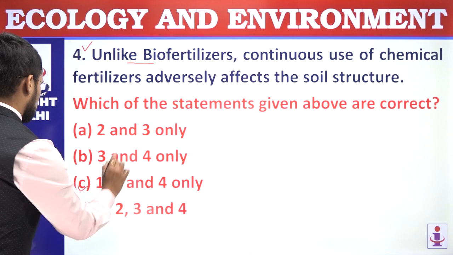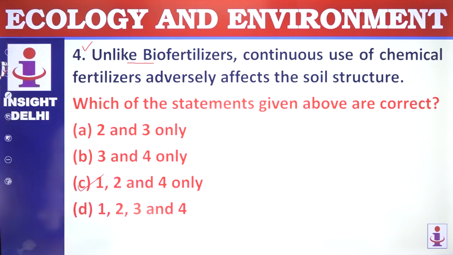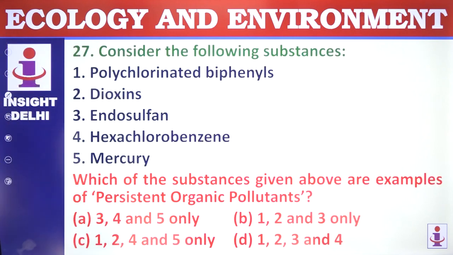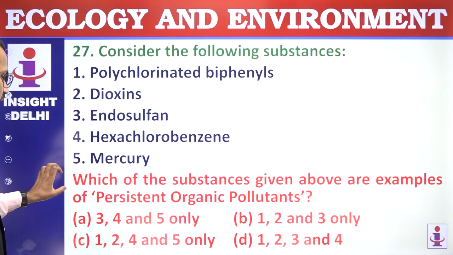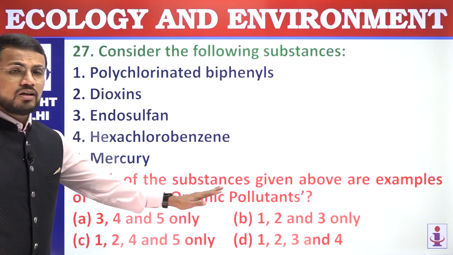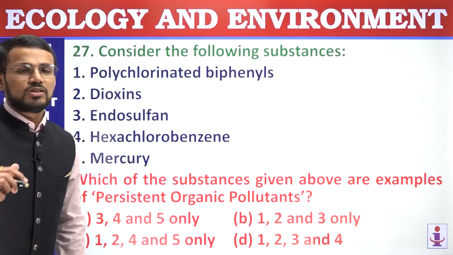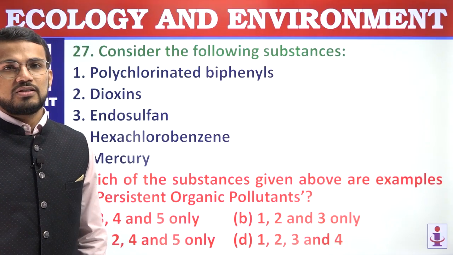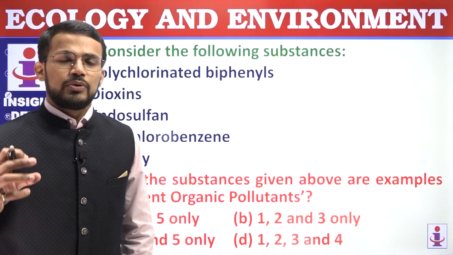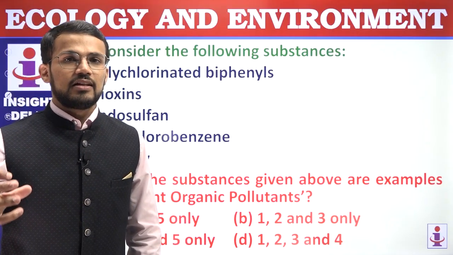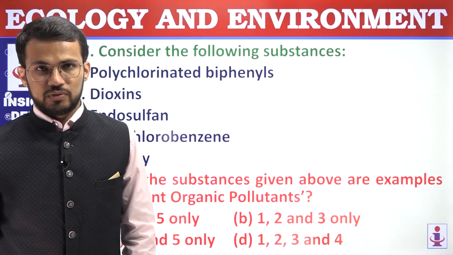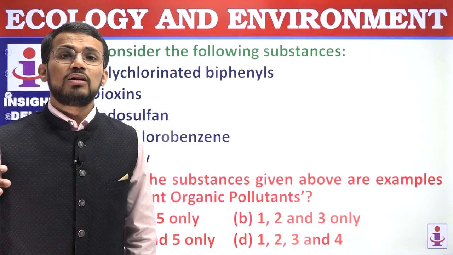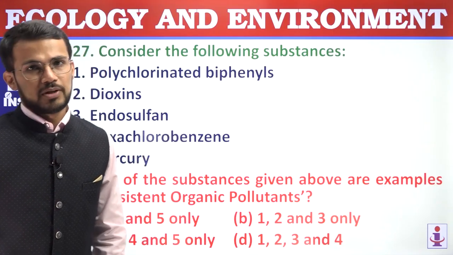Answer is C, 1, 2 and 4. Next now, 27. Consider the following substances. Which of the substances given above are examples of persistent organic pollutants, right? So persistent organic pollutants are those substances which are able to stay there in their original form in nature for a longer period of time. That means they are not degraded to simpler forms.